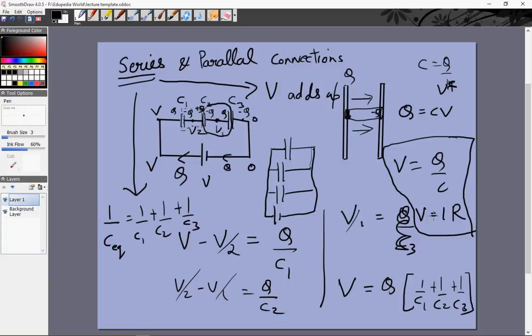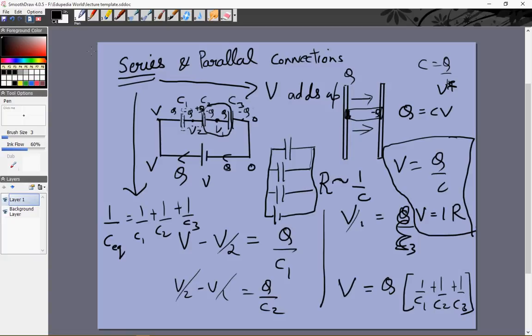So V is the same thing in both cases. What I need you to see is that R is not analogous to C. R is sort of analogous to 1 by C in these equations. Q is just like current, right? Q is basically current per unit time. If charge is conserved, so is current, right? So V is the same, Q is the same, R is doing the role of 1 by C.